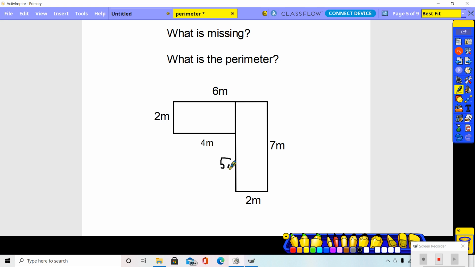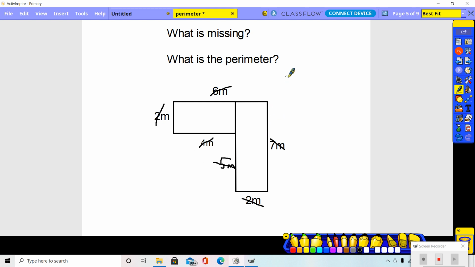Now that we have all of the measurements, we can add them together to find our perimeter. Again, use number bonds to help you. We'll start by adding 6 meters and 4 meters to give us 10 meters. We'll then add 7, taking us to 17 meters. Add 2 takes us to 19 meters. Add another 2 is 21 meters. And finally, adding 5 meters takes us to a total of 26 meters.